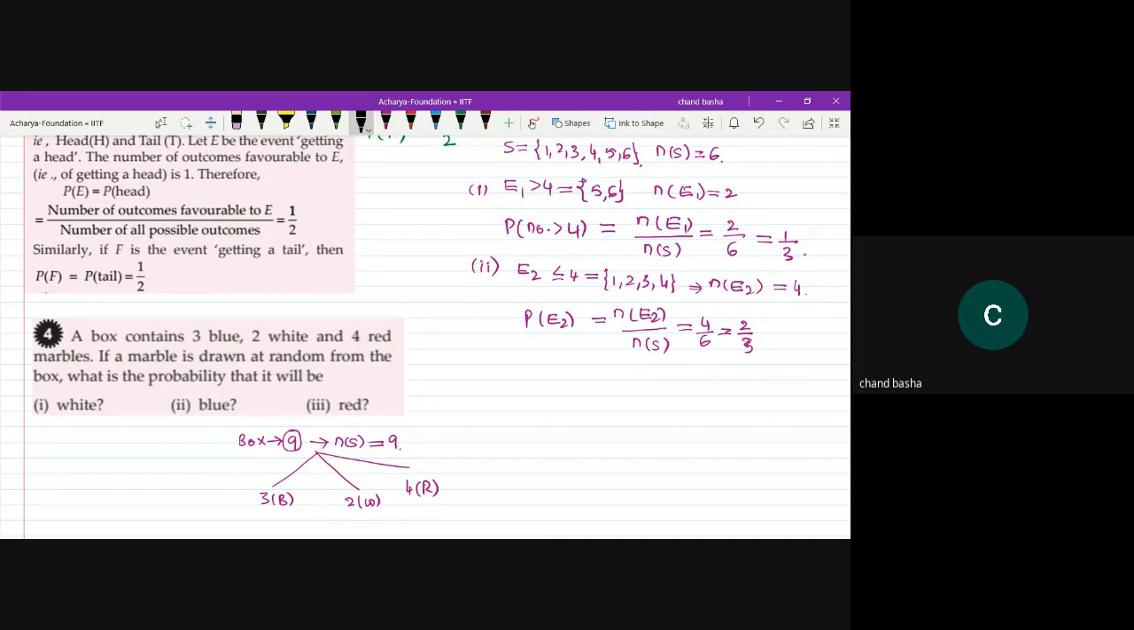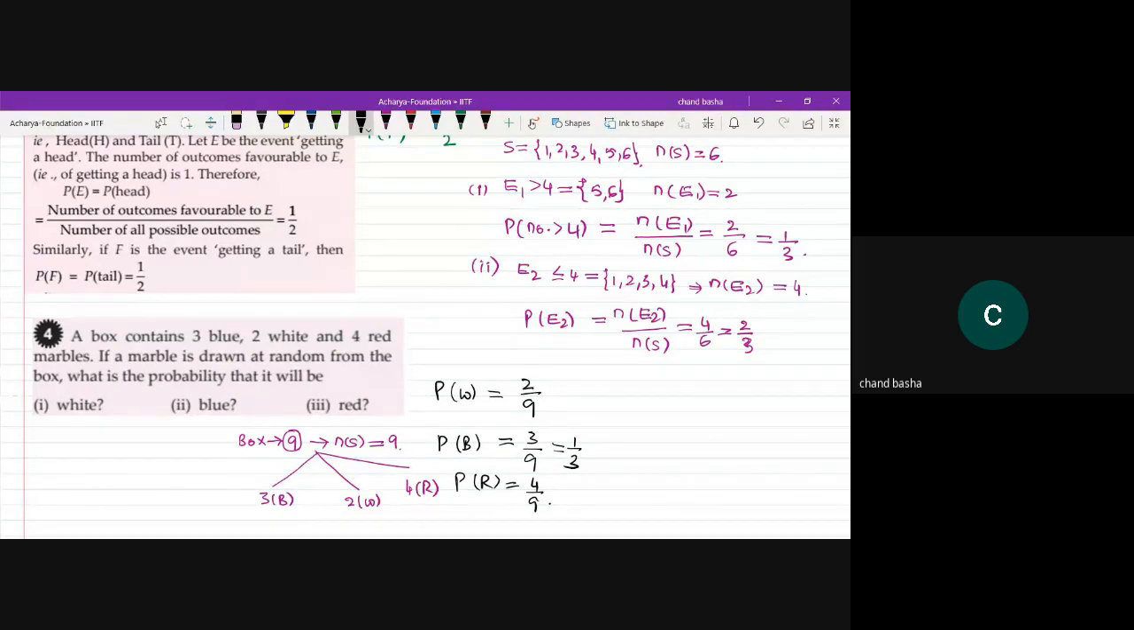According to the given question, probability of getting white is equal to N of E divided by N of S. How many white marbles are there? 2 divided by total marbles 9. Probability of getting blue marbles: blue marbles are 3, total are 9. 3 by 9 means 1 divided by 3. Probability of getting a red marble: number of red marbles are 4 divided by 9 is the required answer.